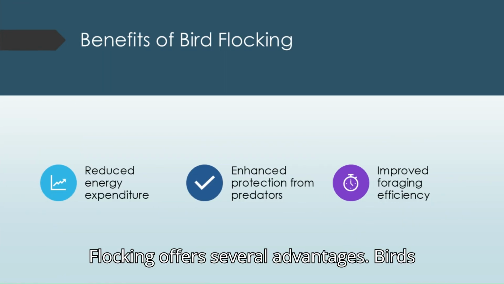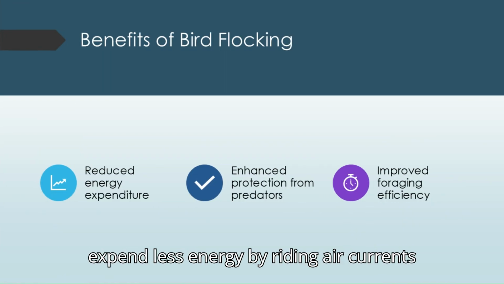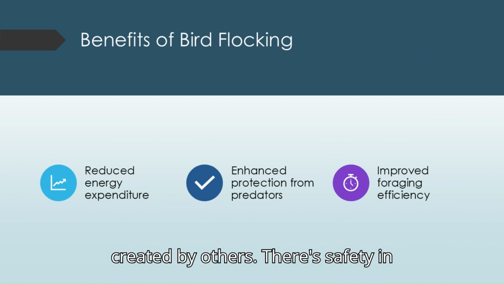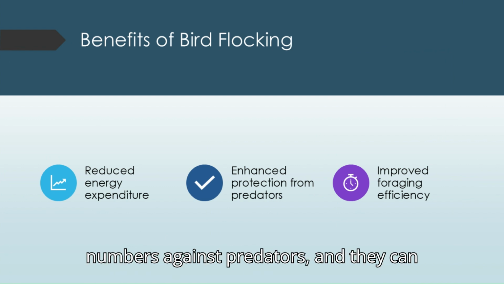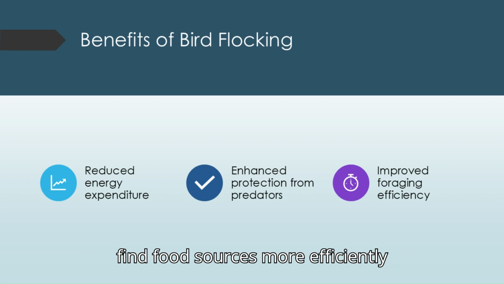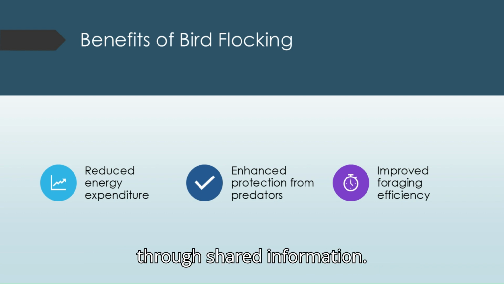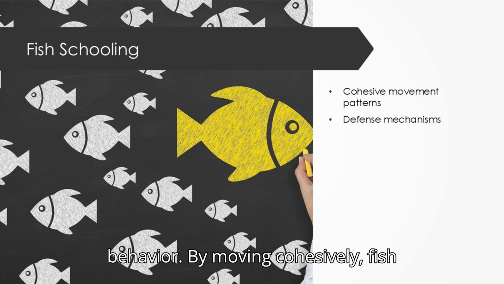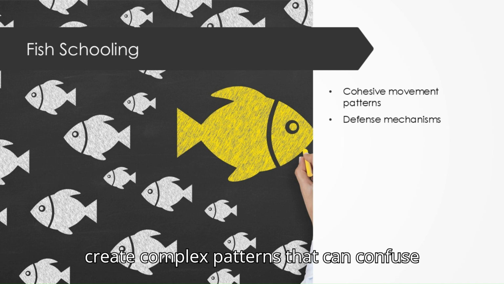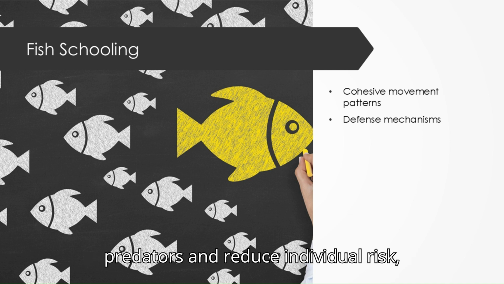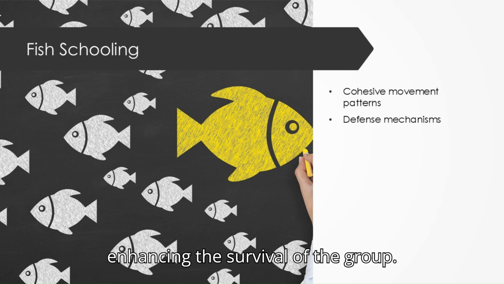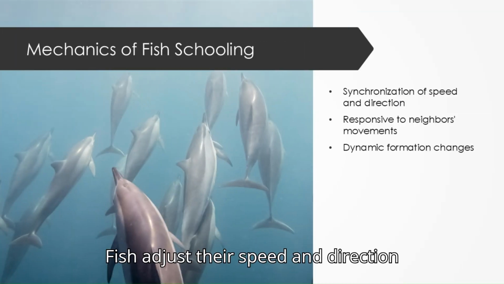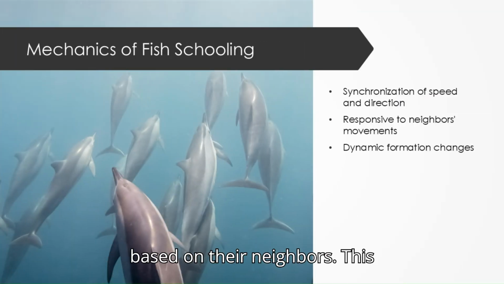Flocking offers several advantages. Birds expend less energy by riding air currents created by others, there's safety in numbers against predators, and they can find food sources more efficiently through shared information. Similarly, fish exhibit schooling behavior. By moving cohesively, fish create complex patterns that can confuse predators and reduce individual risk, enhancing the survival of the group. Fish adjust their speed and direction based on their neighbors.